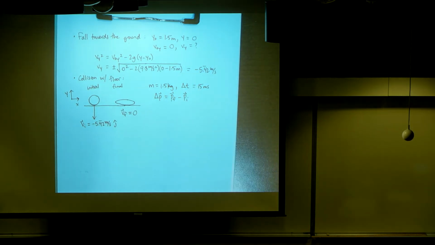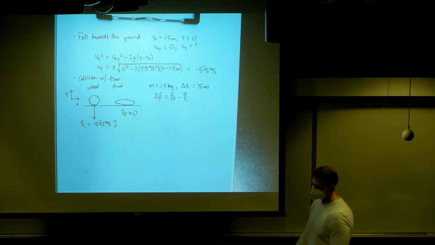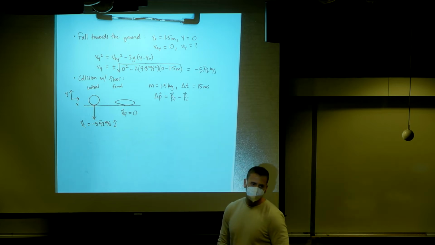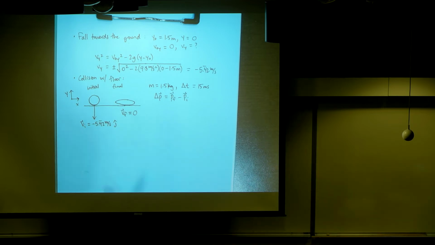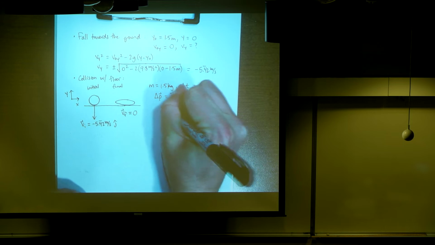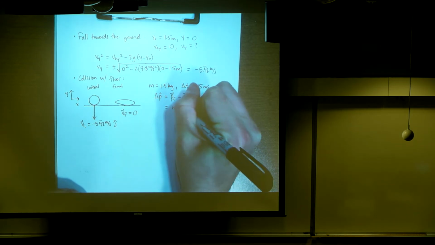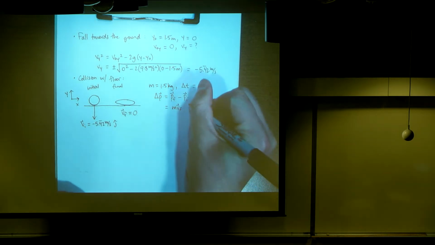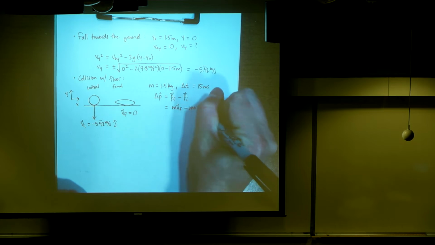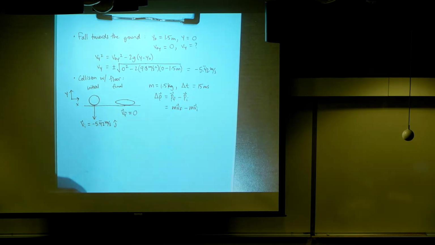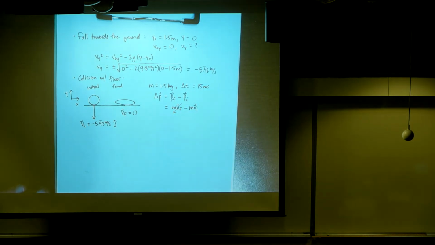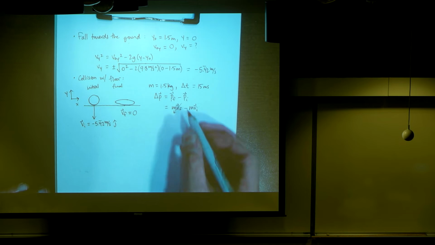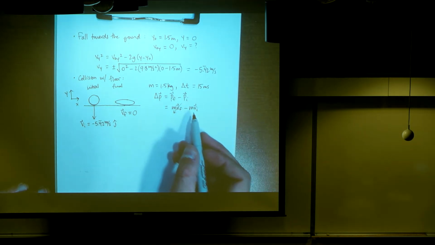And what's the definition of momentum? Very first equation we saw today. Mass times velocity. So that means we have mv final, that's a vector, don't forget, minus mv initial, that's another vector. But v final is just 0, so we can cross that right off. So just basically 0 minus mv initial.